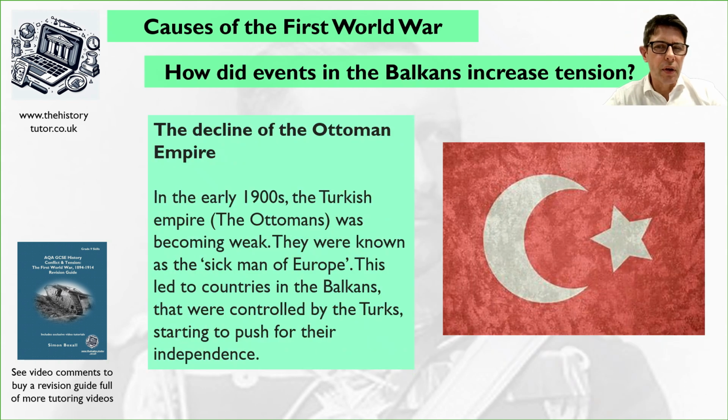So away from the foreign policy of the Kaiser, we have problems in the Ottoman Empire, what's known as the Turkish Empire. So in the early 1900s, the Turkish Empire was in decline. They were a weak empire, threatened by lots of nationalism in their empire as well. They were known as the sick man of Europe also. So this led to countries in the Balkans, countries like Greece or Serbia or Albania, Bosnia, starting to think they could rise up against the Turks and have their own independence away from the Turkish Empire.